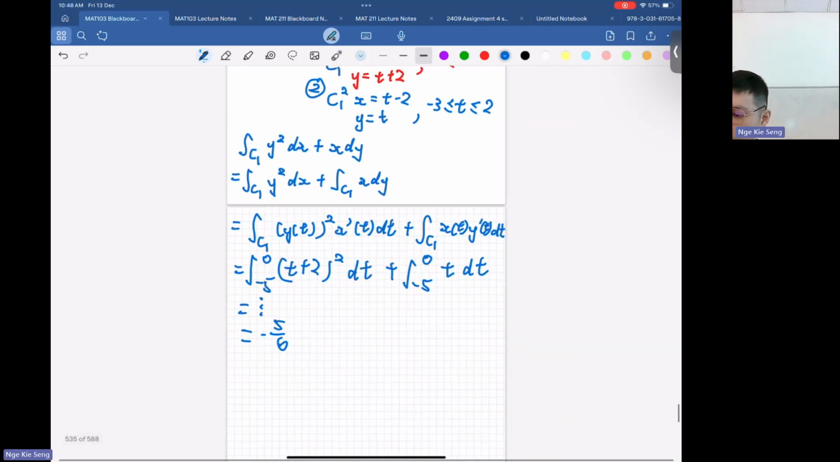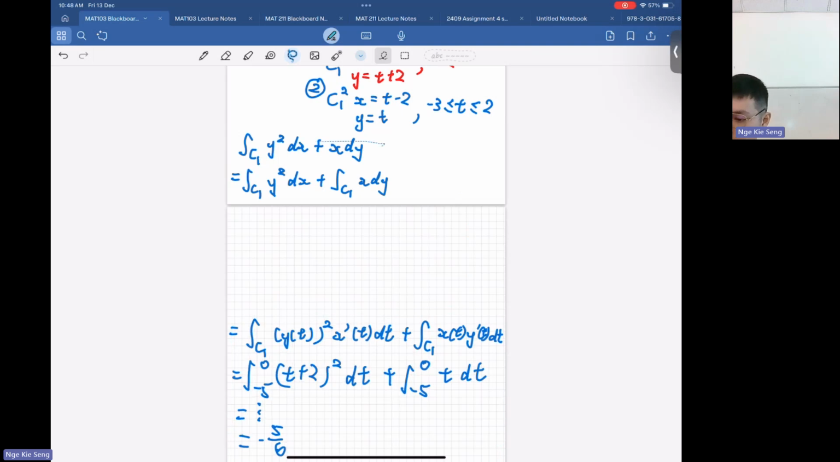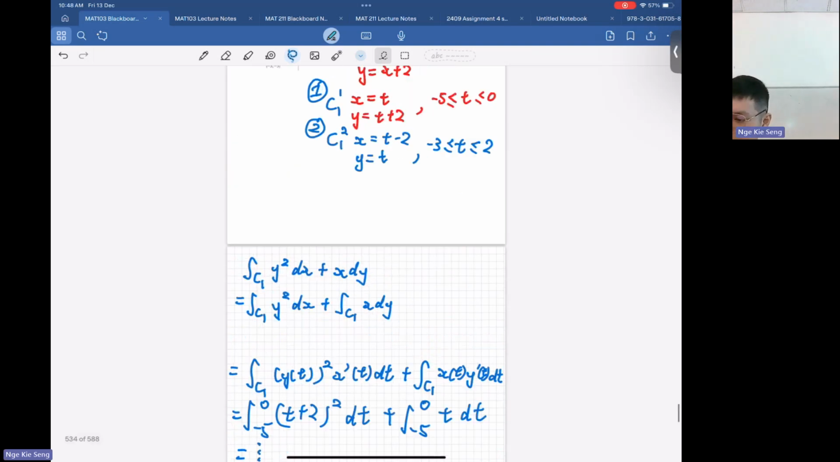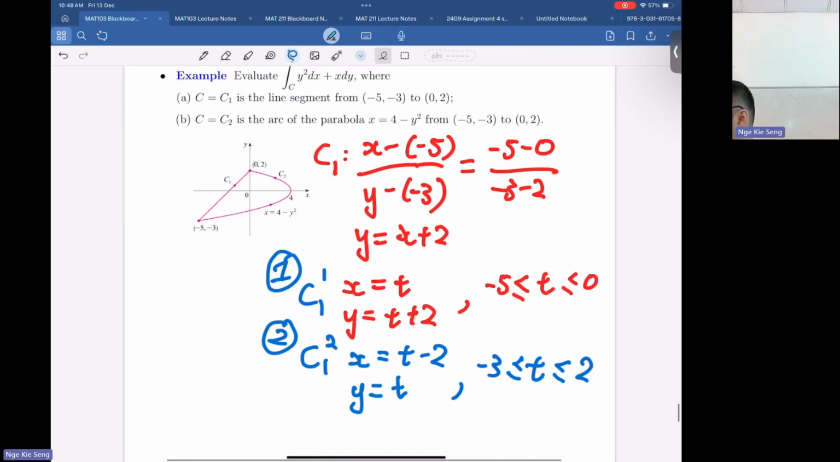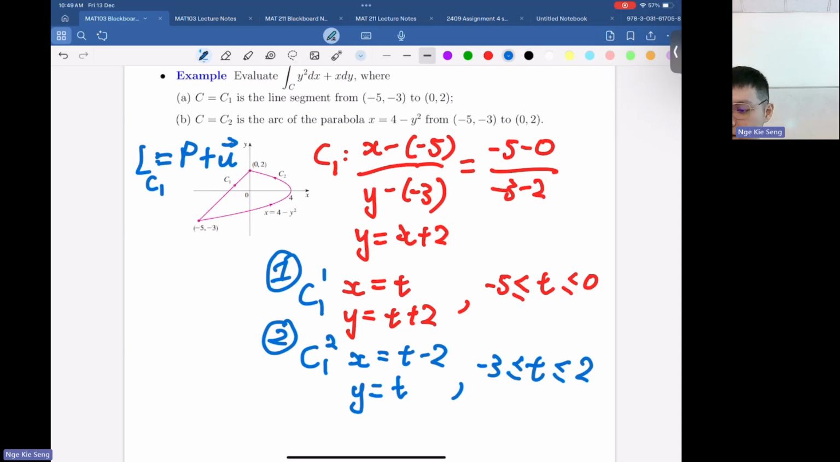Let me provide you another parameterization of this line. Kind of useful here. So what's the other way to describe a line? Remember I told you that a line is also built up by two things, a point and a direction vector. So you can describe C1 as a point plus a direction vector times t.